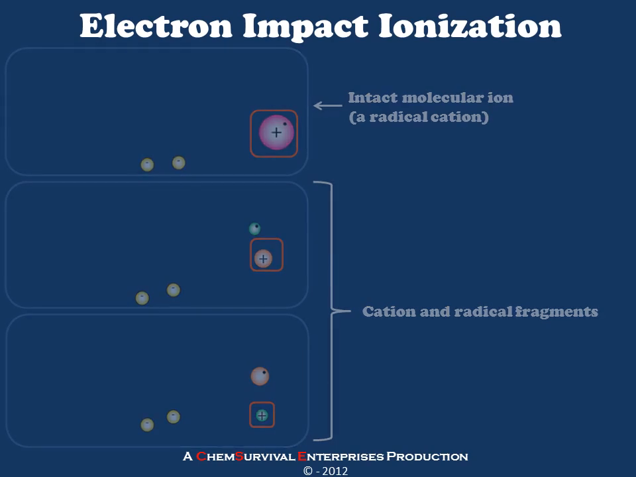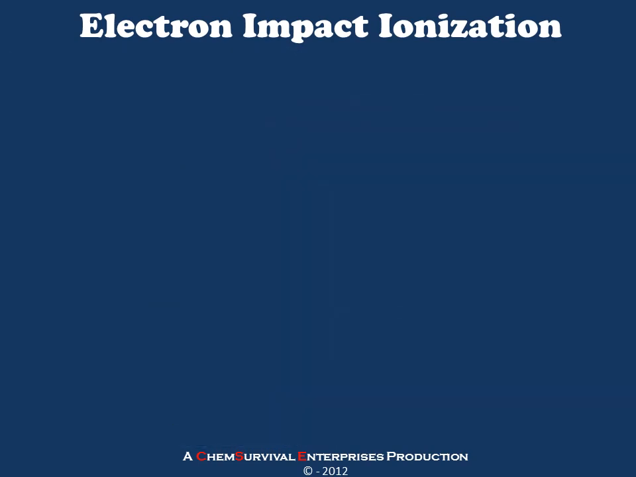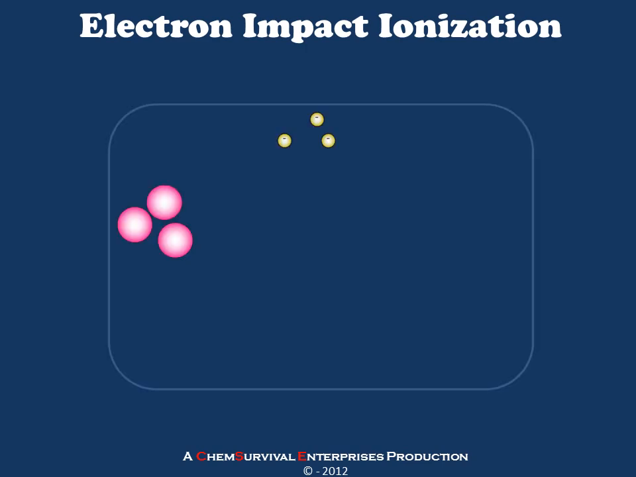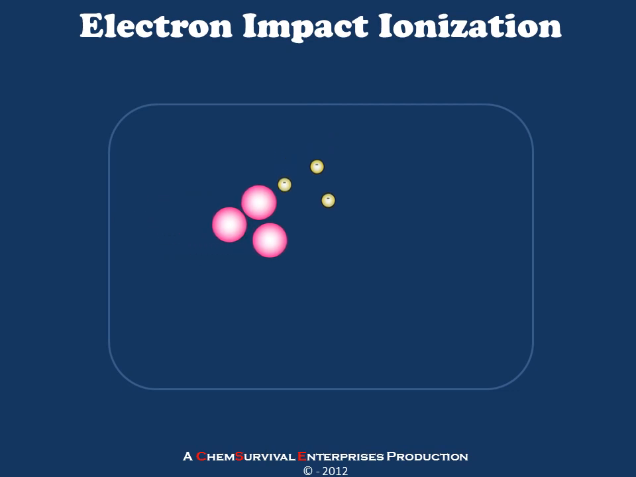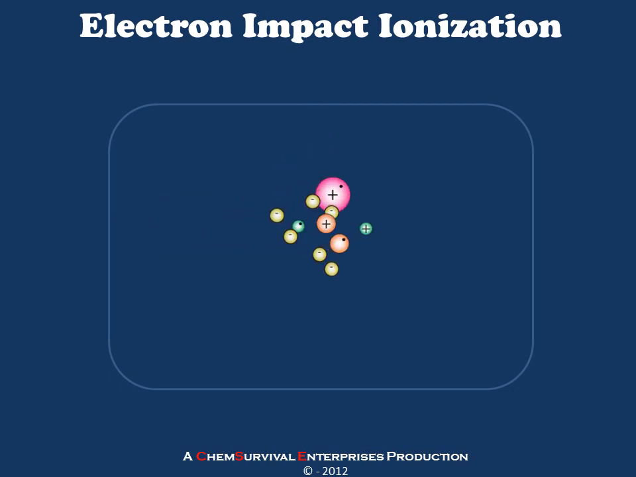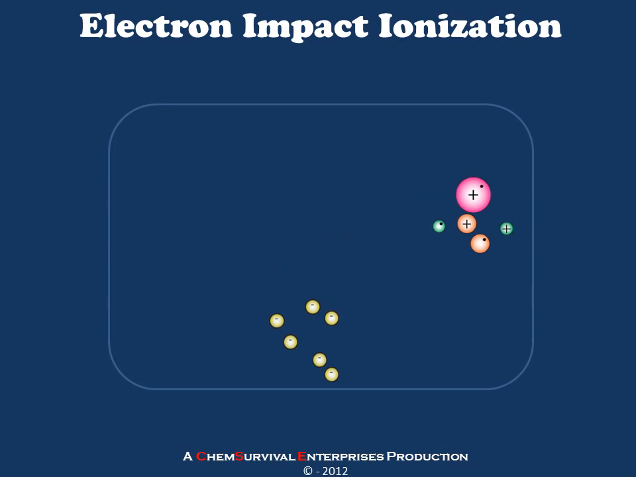And we should keep in mind that this process is not necessarily going on one molecule at a time. We're looking at a large assembly of molecules. And so really what's going on inside the ionizer is many impacts are occurring, generating many different ions and fragments. And so we have to deal with this large collection of ions of different sizes.